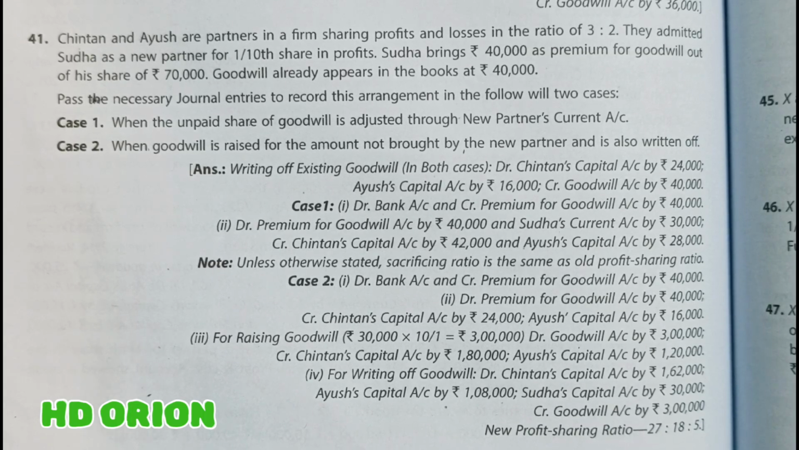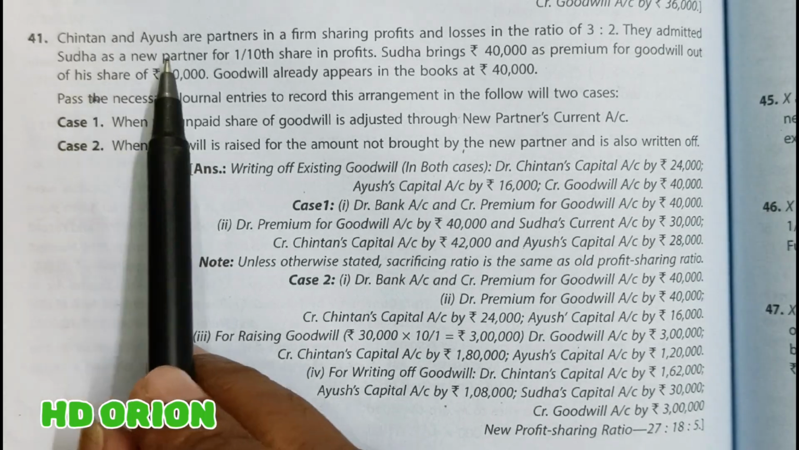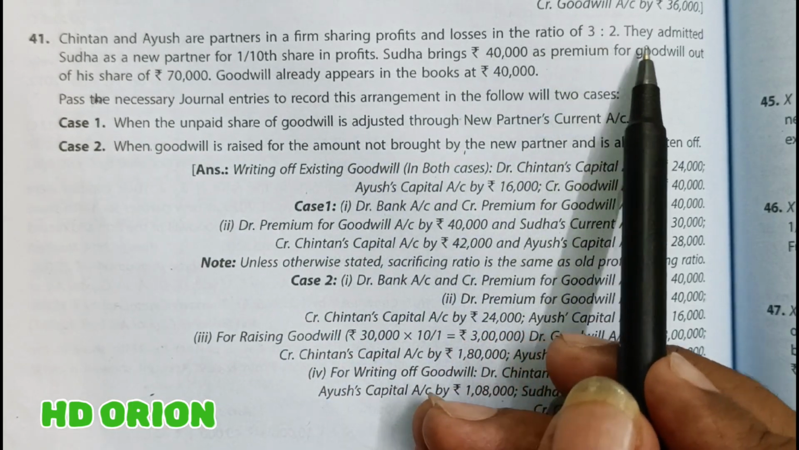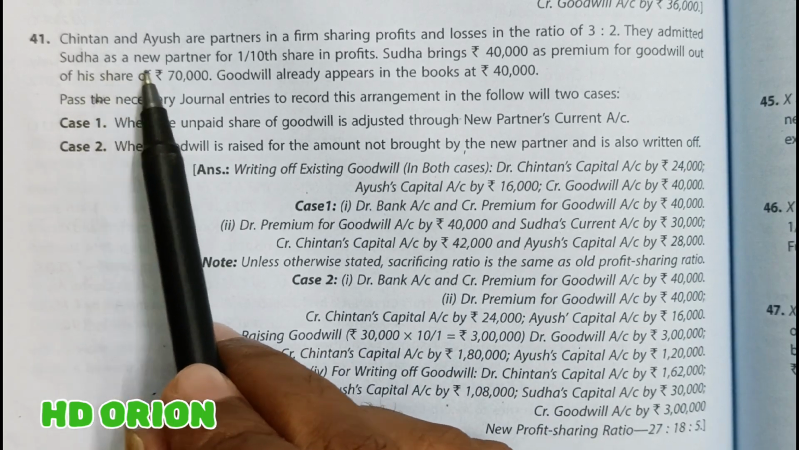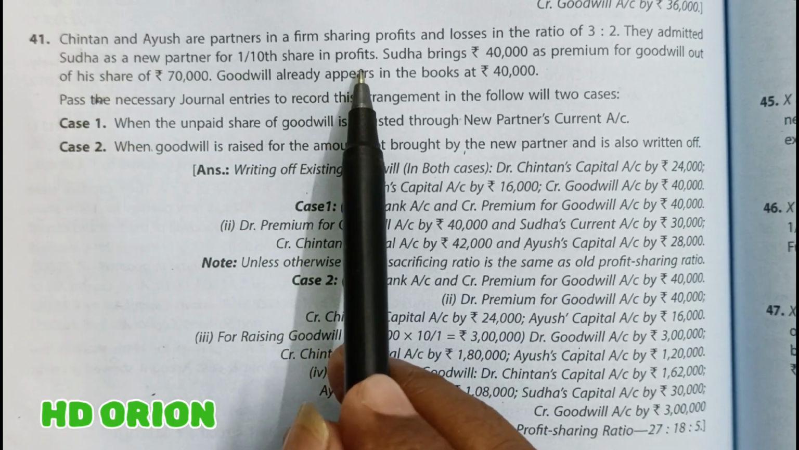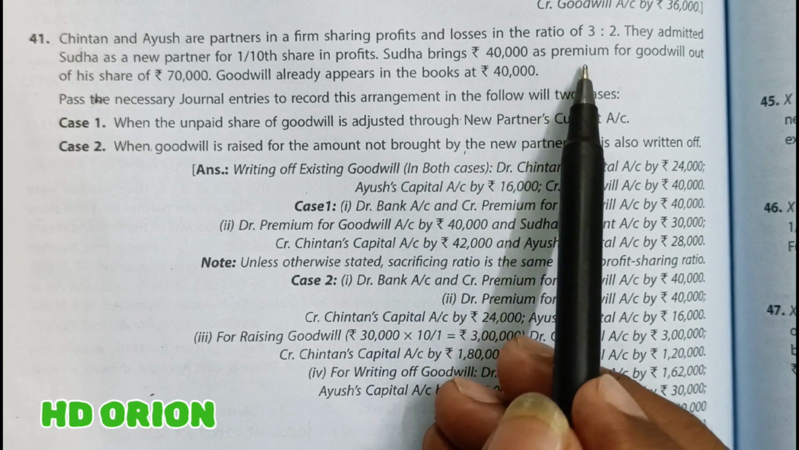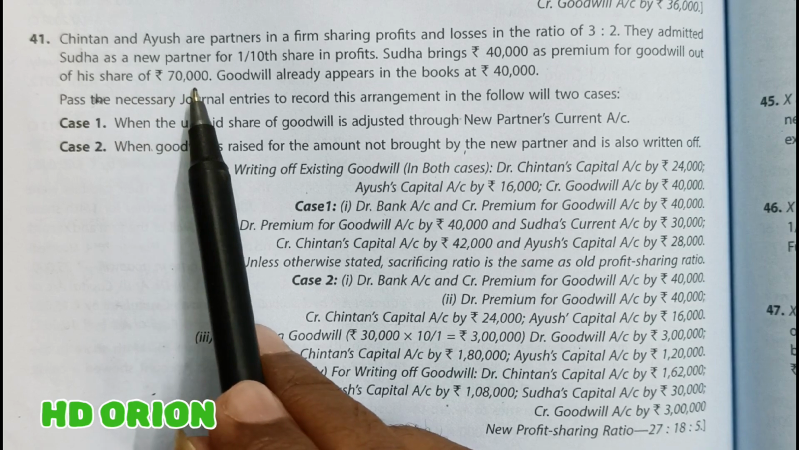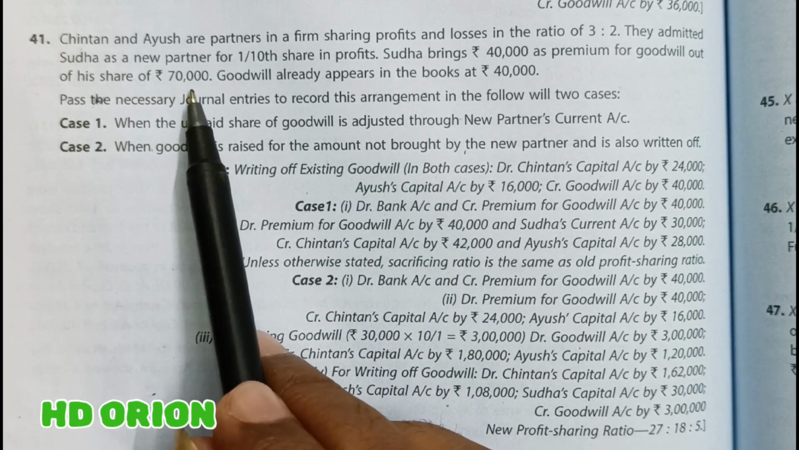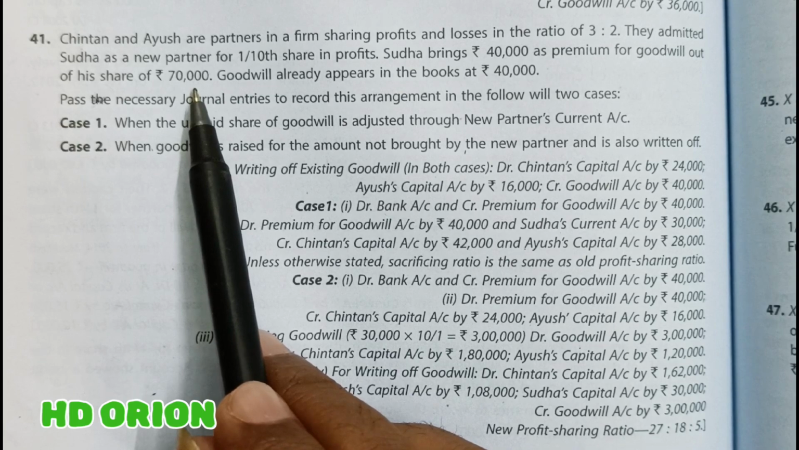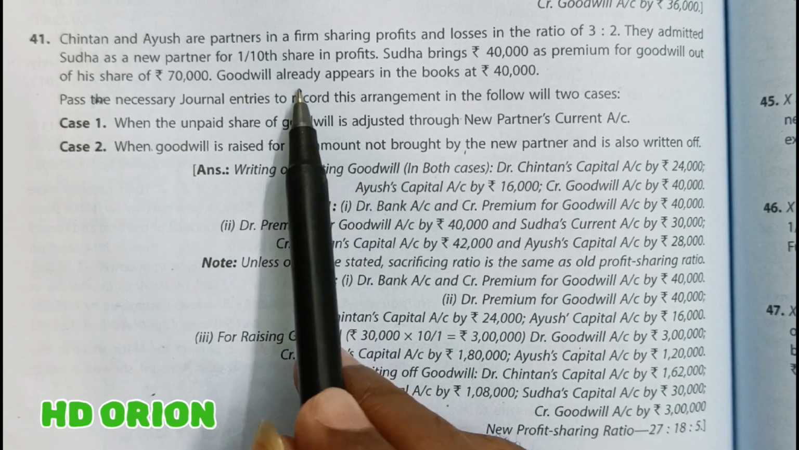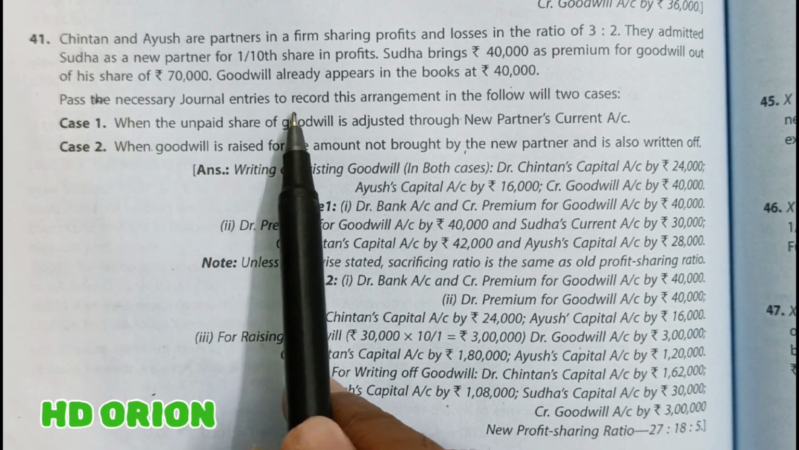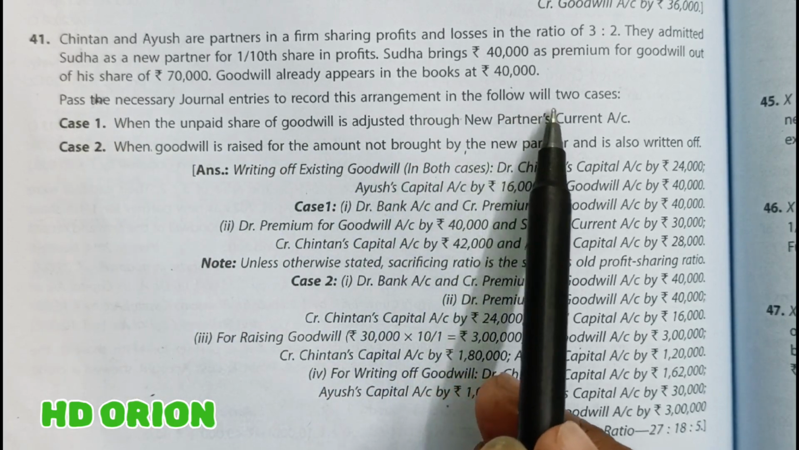Now let us see question number 41. Chintan and Ayush are partners in a firm sharing profits and losses in the ratio of 3:2. They admitted Sudha as new partner for 1/10 share in profits. Sudha brings Rs. 40,000 as premium for goodwill out of his share of Rs. 70,000. So it is a partial amount Sudha is bringing for goodwill. Goodwill already appears in the books at Rs. 40,000. Pass the necessary journal entries to record this arrangement in the following two cases.